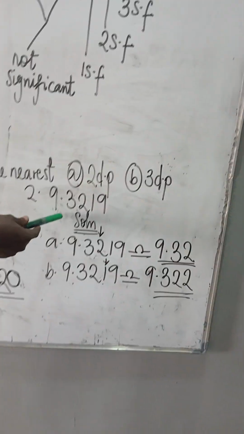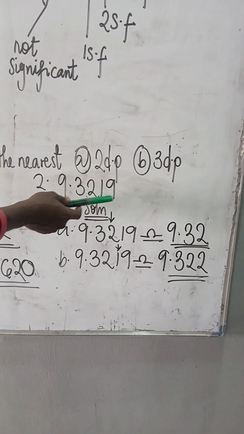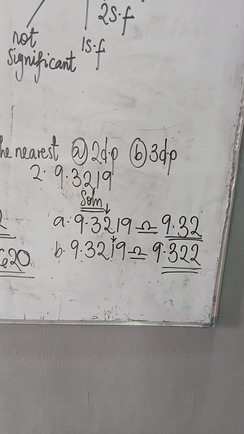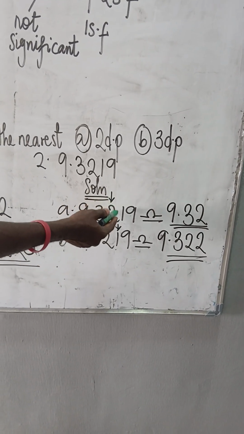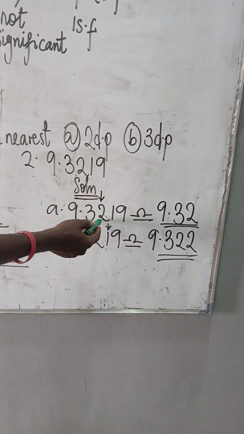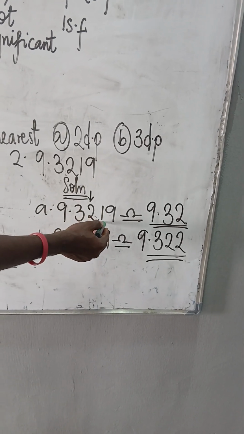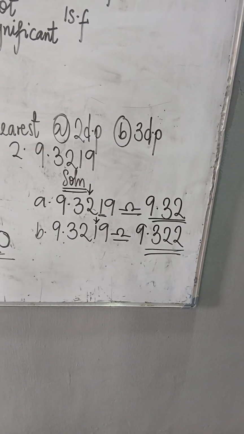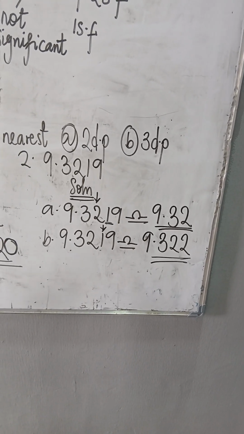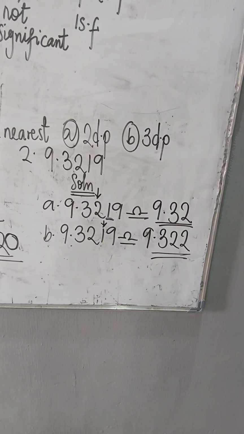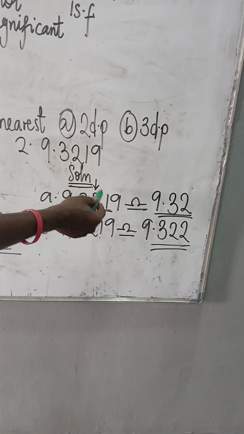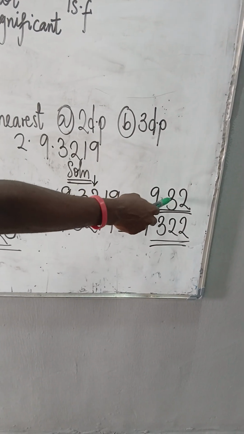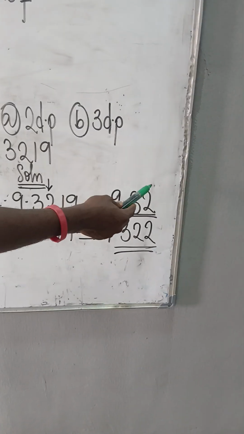Then we have the second question here, 9.3219. Now to 2 decimal places, we look at the second value after the decimal point, which is 2, and we look at the value close to it, 1. 1 is a round down number. So what do we do? The value we are rounding off remains the same, and the other values become 0. This is what we have, 9.32.